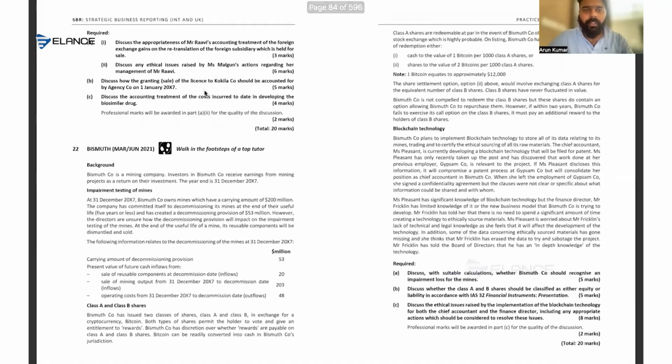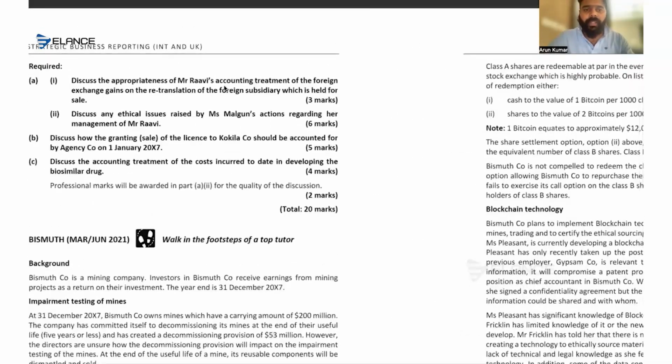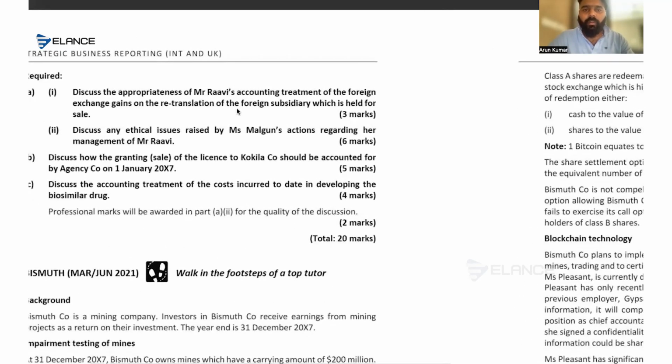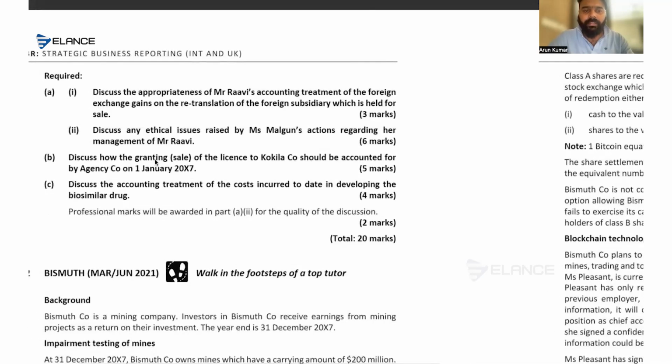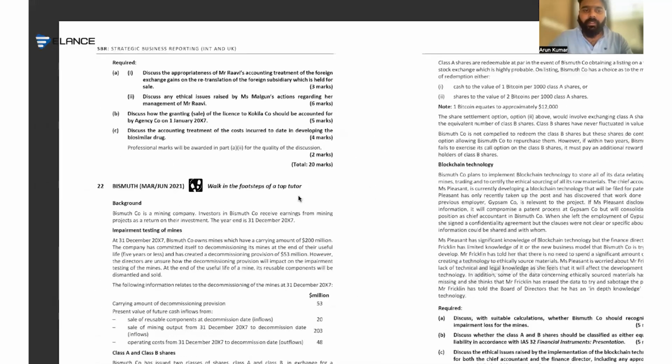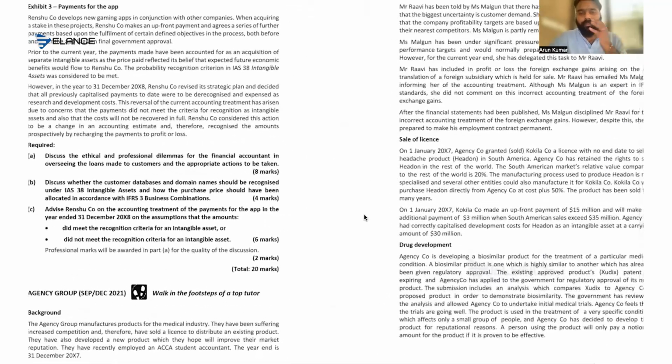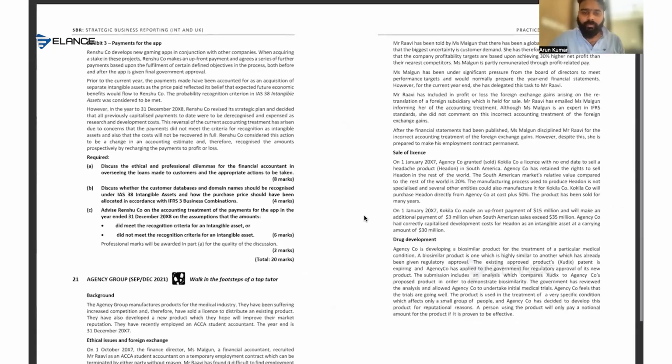What's the requirement? Discuss the appropriateness of Ravi's accounting treatment of foreign exchange gain or loss for a subsidiary which is held for sale. Discuss its ethical issues. And discuss how granting the sale of license to Coca-Cola should be accounted for. And the accounting treatment of the cost incurred to date in developing the biosimilar drug. So these are the three situations we have to go through here.